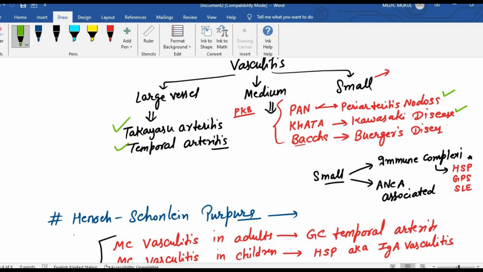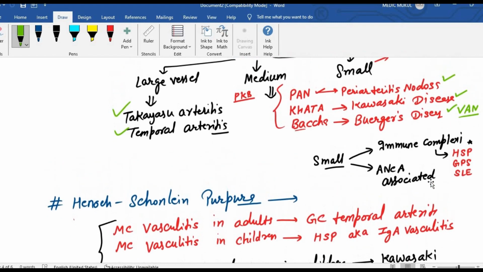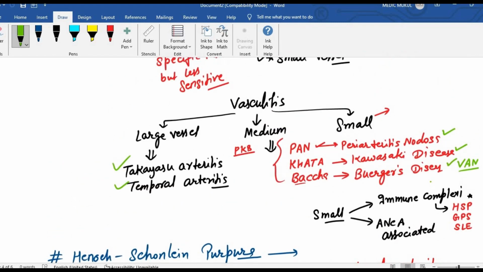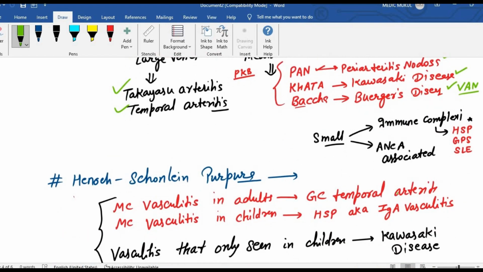Buerger disease: you can remember vein, artery and nerves, all of these will be affected. The limbs will never be involved. Then in the small vessel vasculitis, let me write it like this: first, second, third, and the third is the one that can be ANCA associated or immune complex.